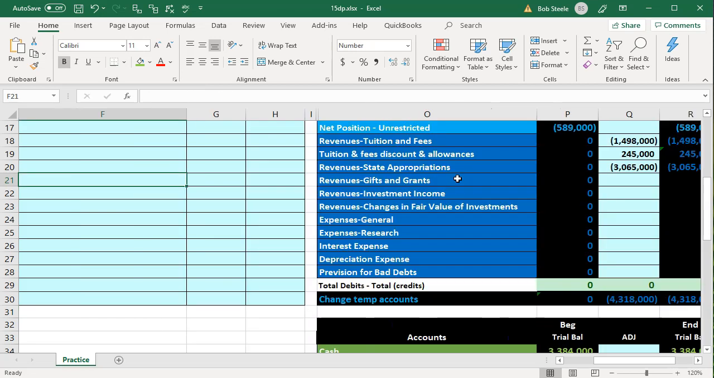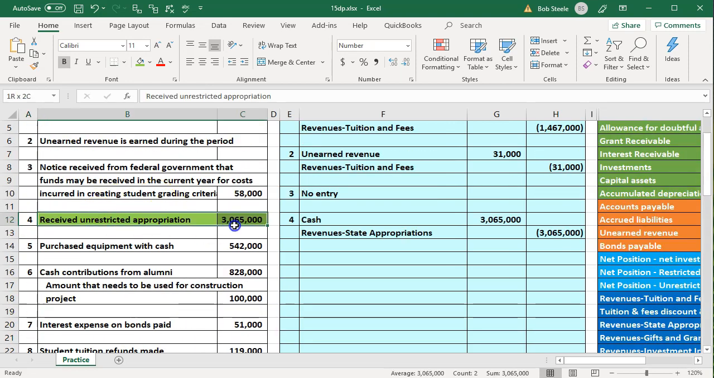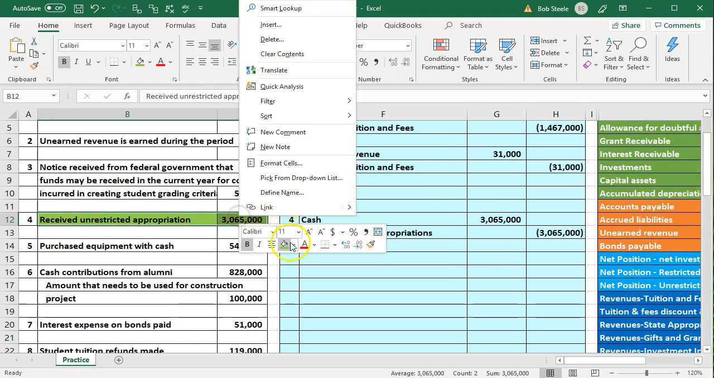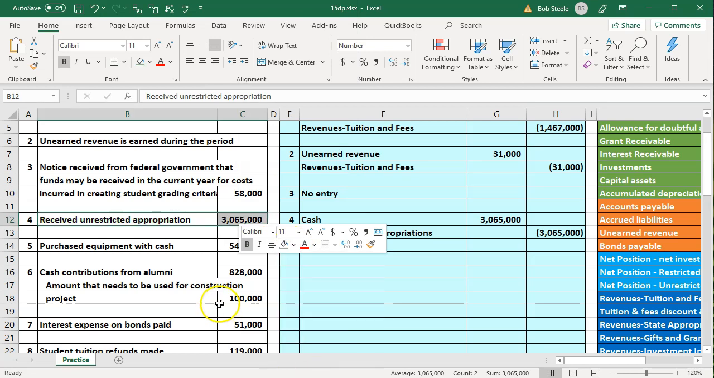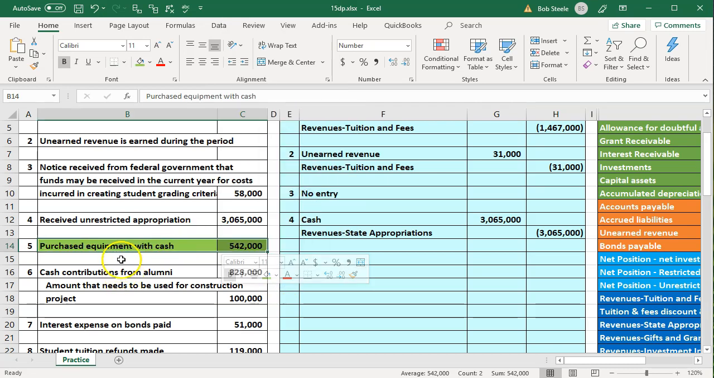Okay, so now we're going to go back over. And we can ungreen number 4 and we can move on to number 5. So we'll ungreen number 4. Number 5 is where we are at this time. And that is the purchase of equipment with cash. So we purchased equipment with cash.